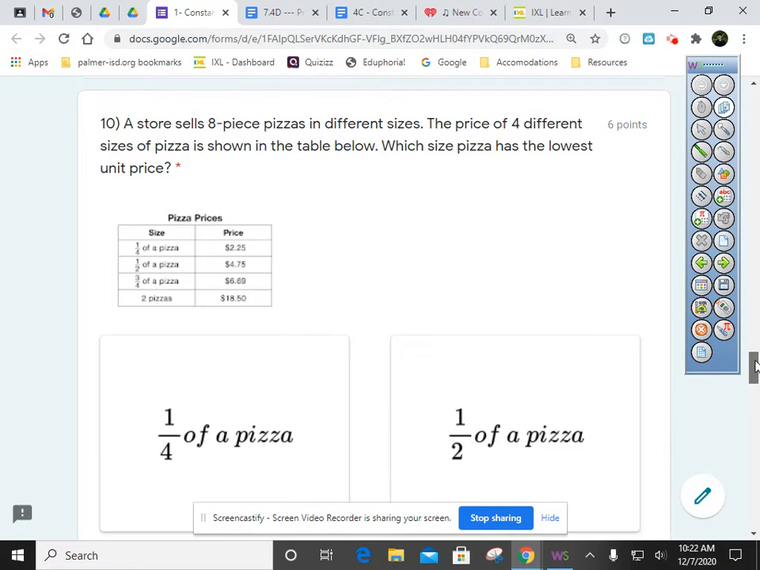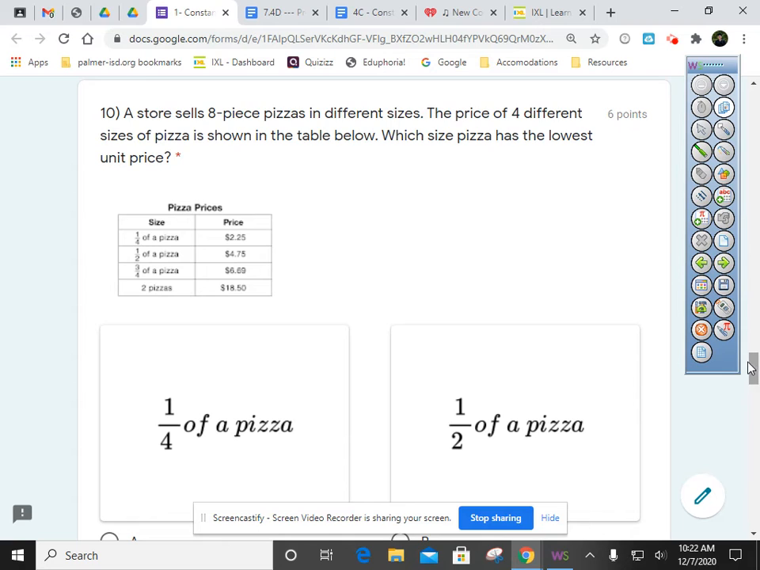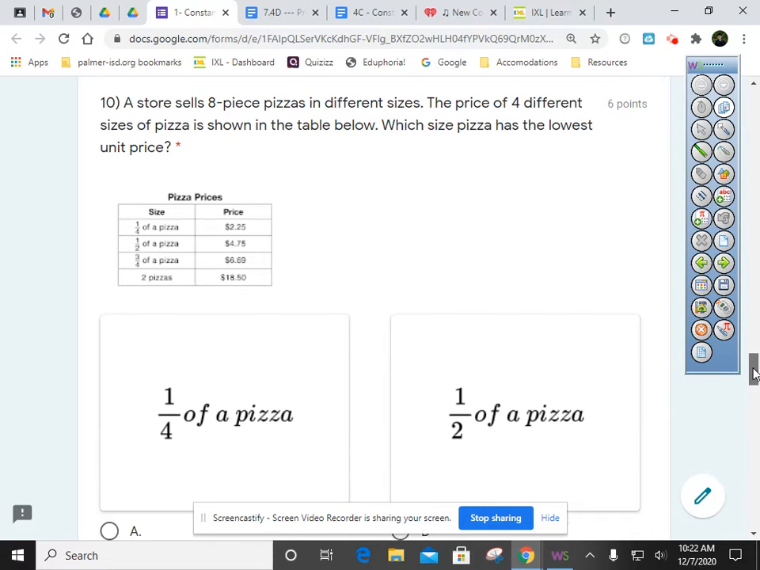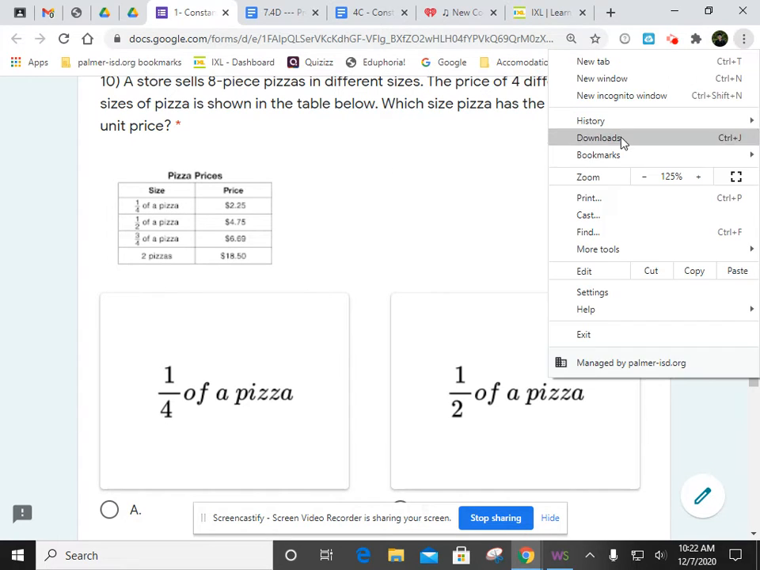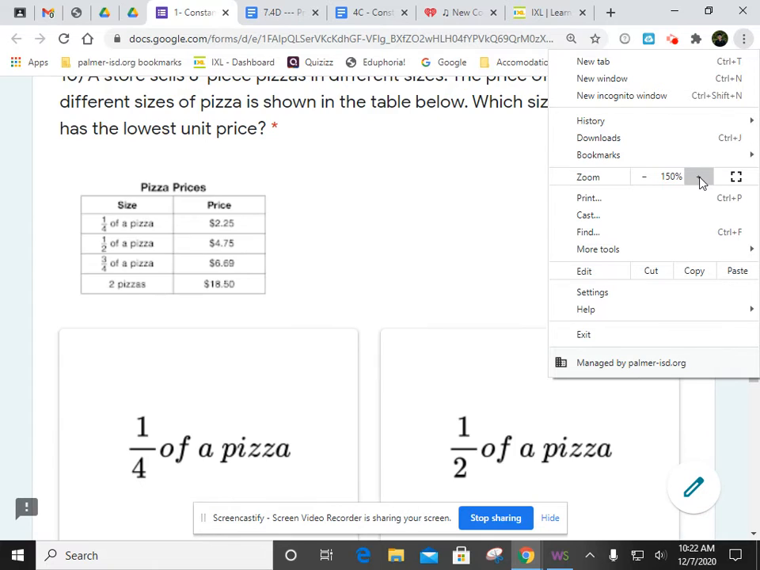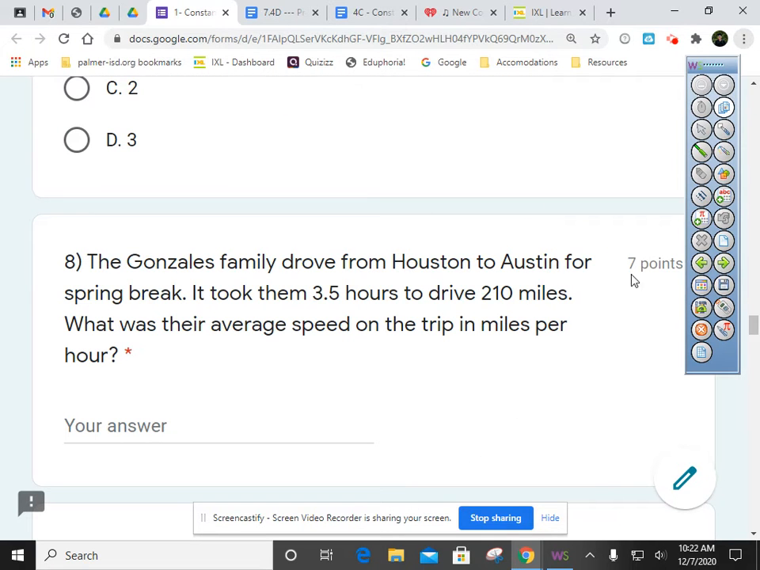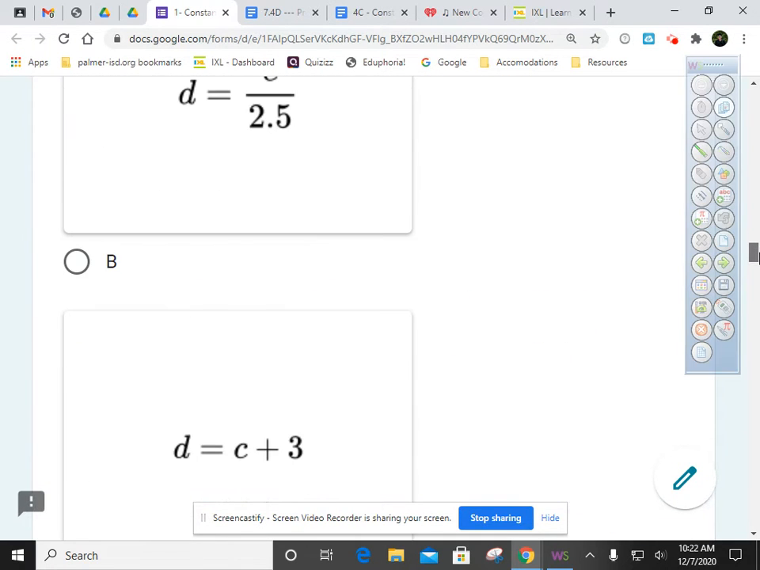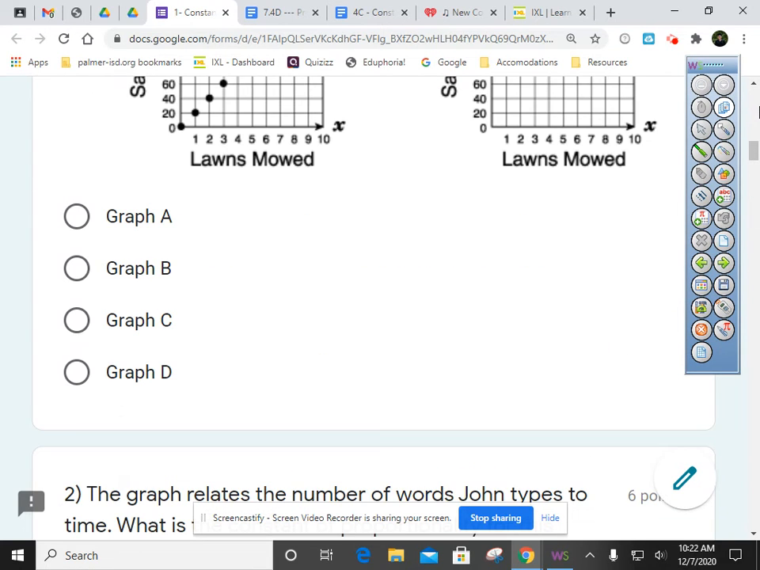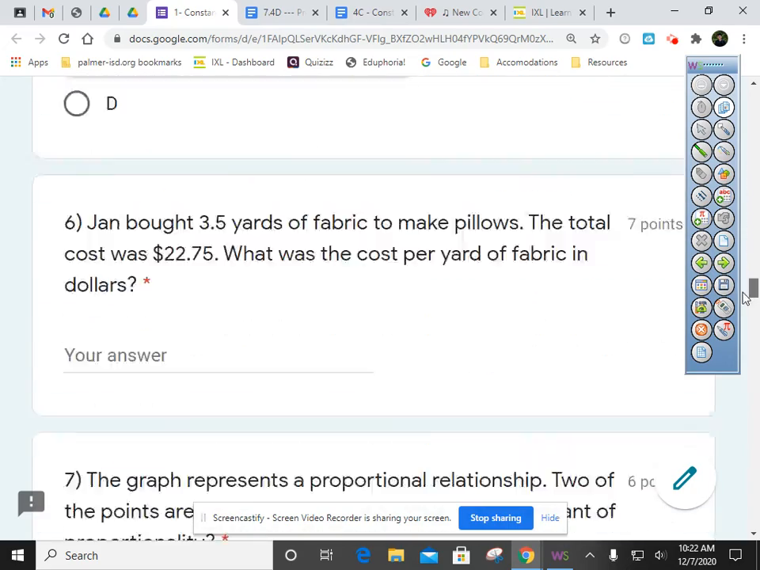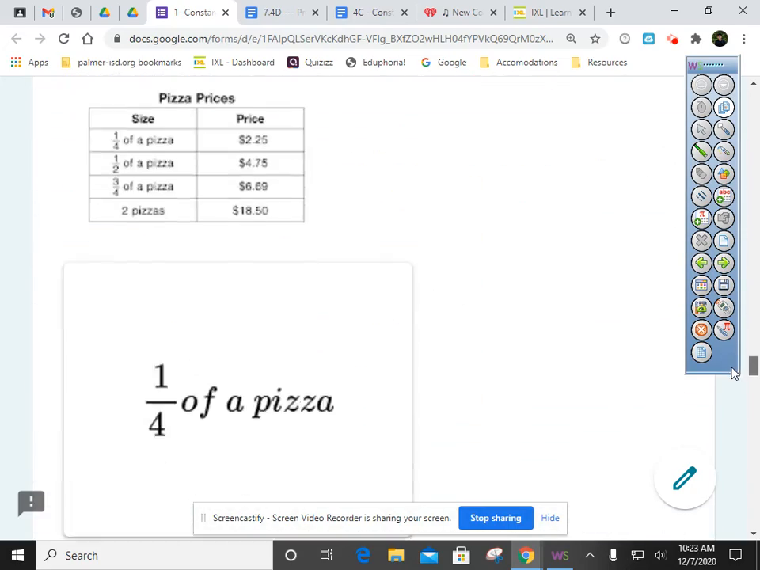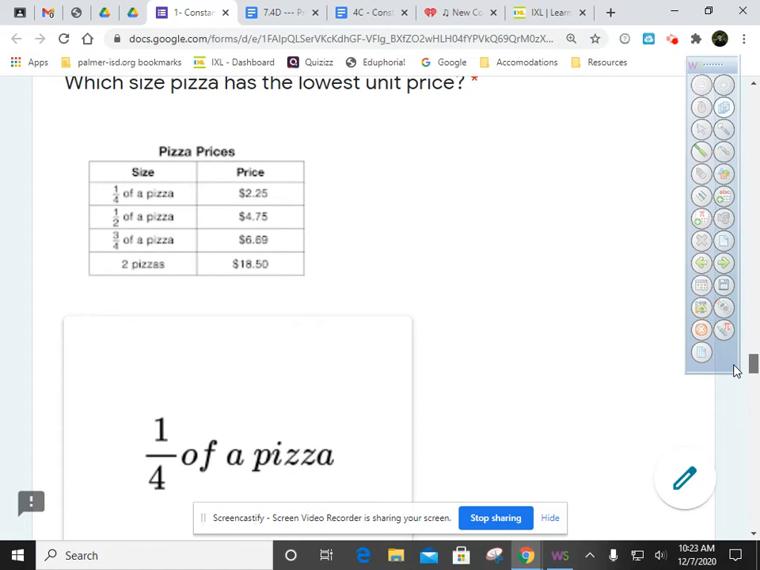Number 10, a store sells an 8-piece pizza in different sizes. The price of 4 different sizes of pizza is shown in the table below. Which size pizza has the lowest unit price? So just like we did back on number 3, you're doing the exact same thing on number 10.